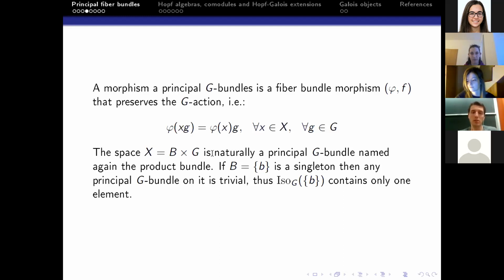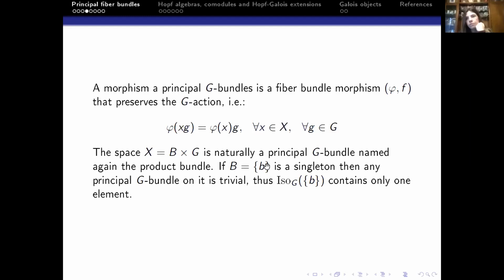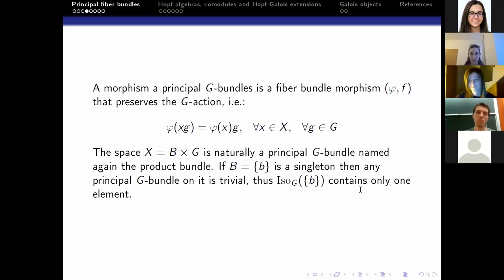As before, the product B times G is naturally a principal G bundle, the product bundle or the trivial G bundle. And any other bundle isomorphic to this bundle is called the trivial bundle. And again, if we take the simplest base space, just a point, we have that any principal G bundle is trivial. So most importantly, in this setting, the isomorphism classes of principal G bundles over a singleton contain just one element.